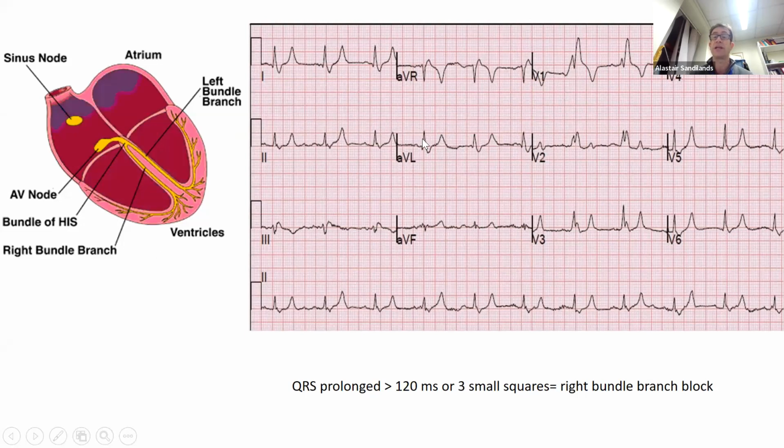Let's check if we've got right bundle branch block. The axis is normally normal, but you've got a slurring of the S wave in aVL and a slurring of this S wave in V6 to confirm that we have right bundle branch block. So again, the right bundle is blocked. Electricity has to flow to the left first, then to the right, and that takes longer. Hence, the QRS is wider.